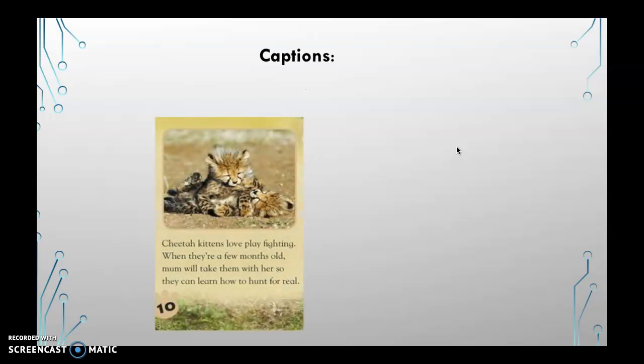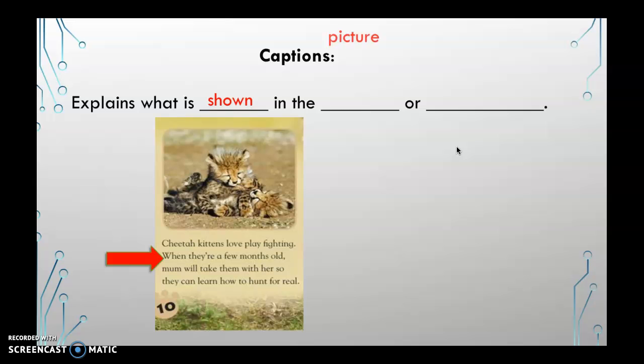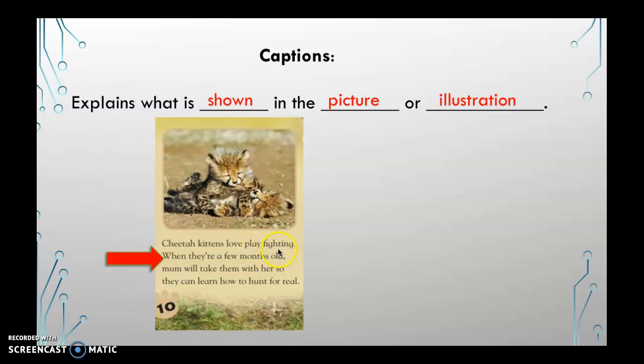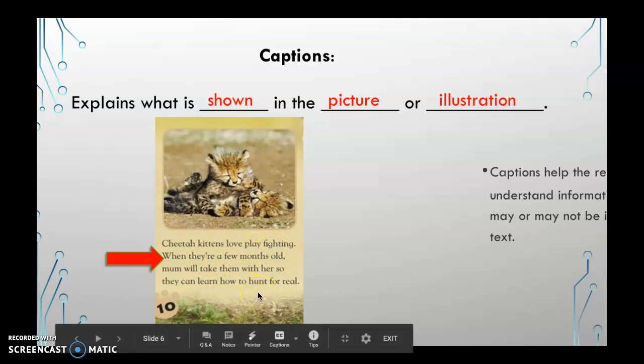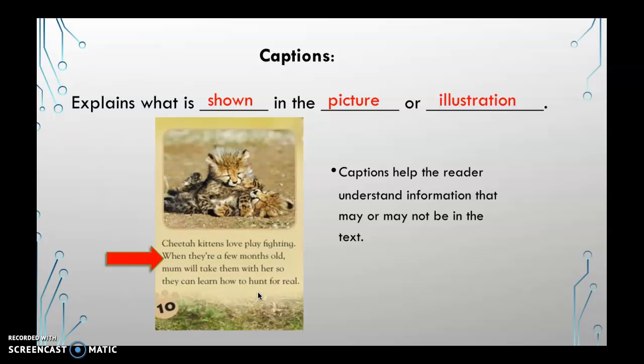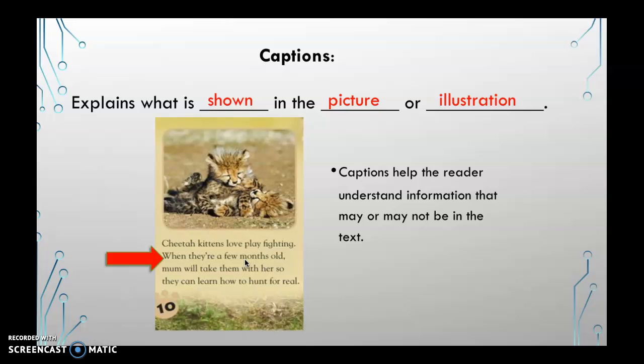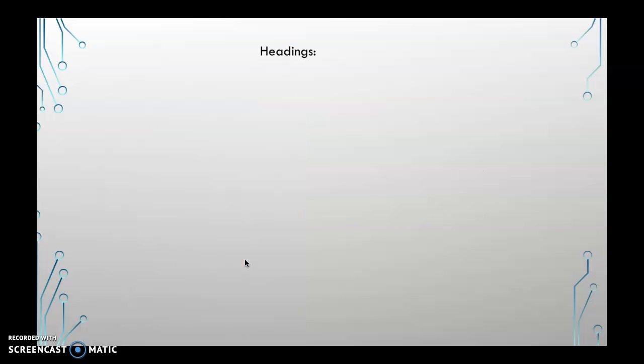Next, we have our captions. So this explains what is shown in the picture or illustration. Here we have a picture of some cheetahs, and the caption underneath, next to the red arrow, tells you that the picture shows cheetah kittens that love play fighting, and it gives you a little bit more information. So a caption helps you understand information that may or may not be in the text. A lot of times captions are additional information that is not written in the actual text.